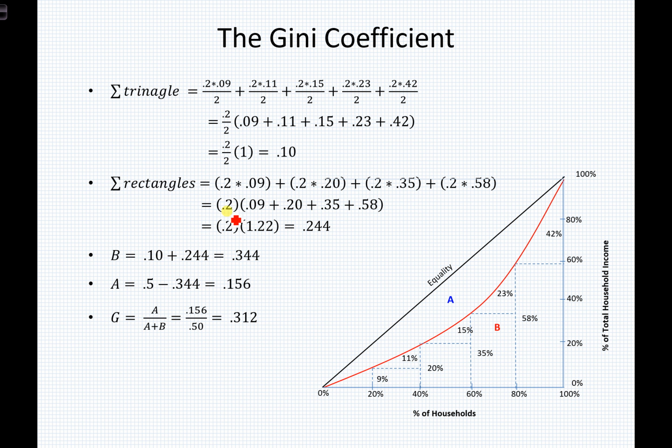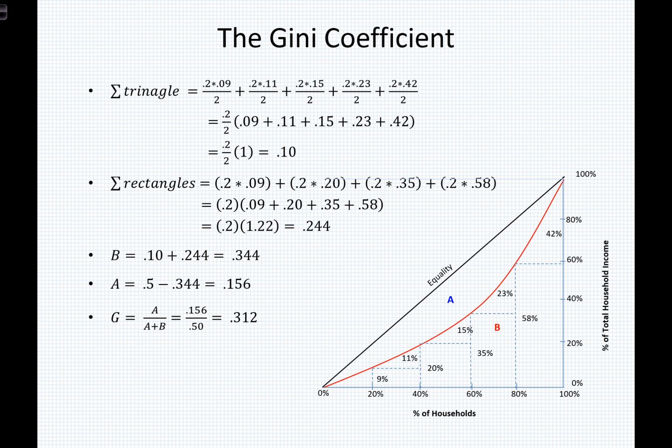We can factor out the 0.2, and it's simply 0.2 times these heights of each of these 4 rectangles, or in this case 0.2 times 1.22, or that equals 0.244. So the sum of our rectangles is 0.244. The sum of the triangles was 0.10. B was equal to the sum of the rectangles and triangles.